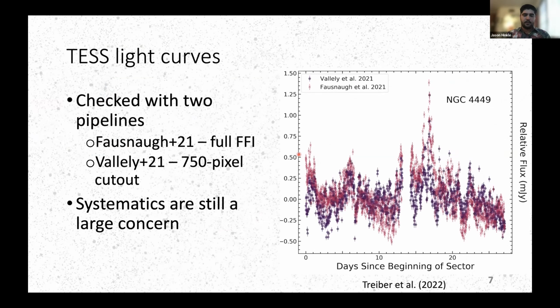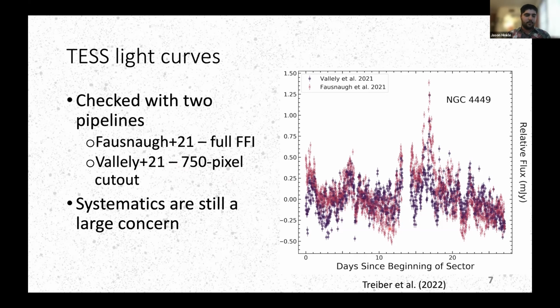So talking a little bit more about the light curves, I mentioned these are image subtraction. Primarily, these came from Michael Fausnaugh's pipeline. But when we had things that we looked at in visual inspection and thought they were candidates, we also grabbed Patrick Vallely's pipeline, which is a little bit different. Rather than using the whole FFI, it takes 750 pixel cutouts on the source of interest, so potentially handling systematics in a bit different way.